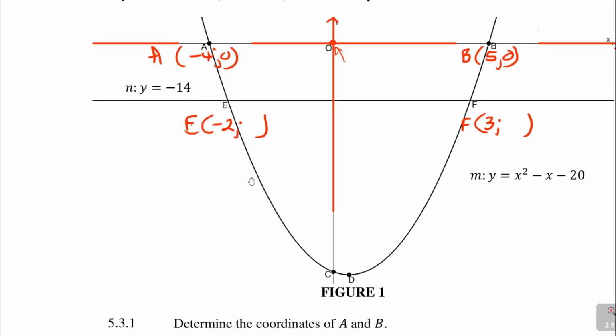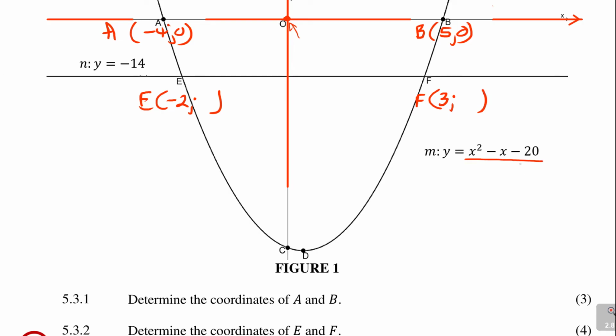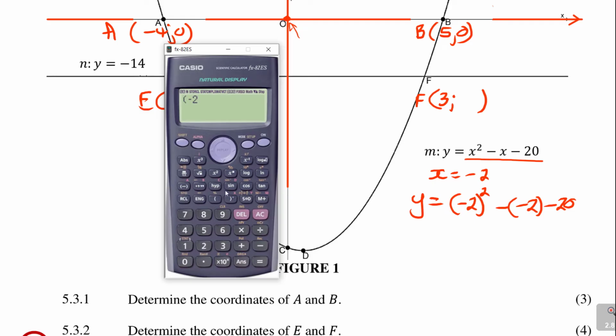Now what you do, where you see this value, you take this minus 2 into this original equation here. See, into this one. So you say when x is equal to negative 2, y is equal to bracket negative 2 squared minus bracket negative 2 minus 20. It will give us what? The y value when x is minus 2. So negative 2 squared and then minus negative 2 minus 20 is equal to negative 14. See that?